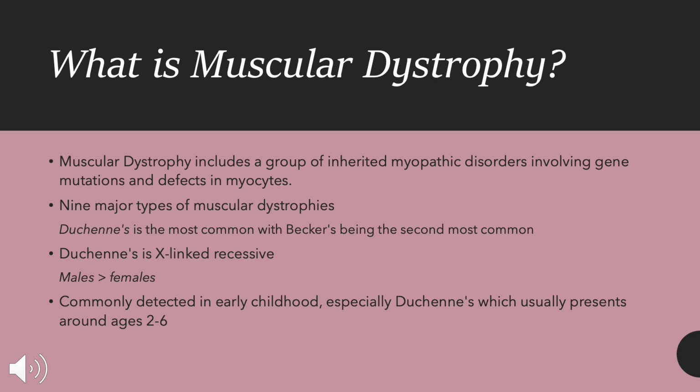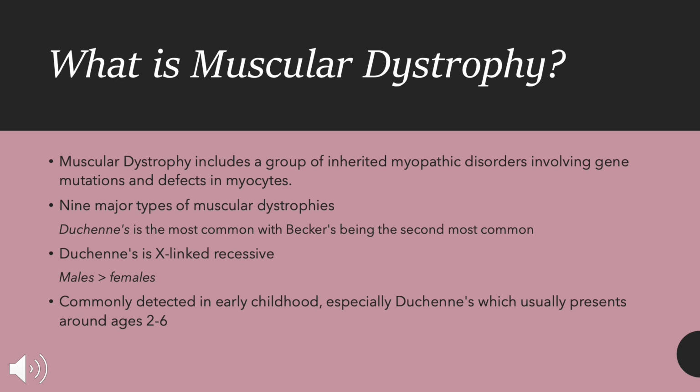So what is muscular dystrophy? There are about 9 major groups of muscular dystrophies, each with its own genetic mutations. Duchenne's is the most common, followed by Becker's, which is a much milder form of Duchenne's, and others like facioscapulohumeral and limb-girdle. The term muscular dystrophy umbrellas over all of these conditions and is defined as a group of inherited myopathic disorders involving gene mutations and defects in myocytes. Alterations in the integrity of the myocyte cellular membrane due to the variety of mutations, which causes a progressive muscle weakness, is the overarching theme of muscular dystrophy.